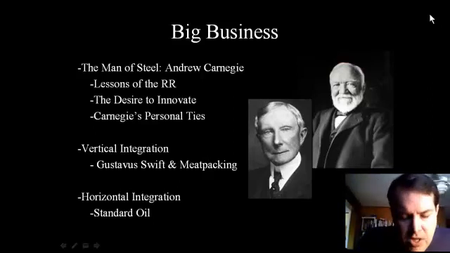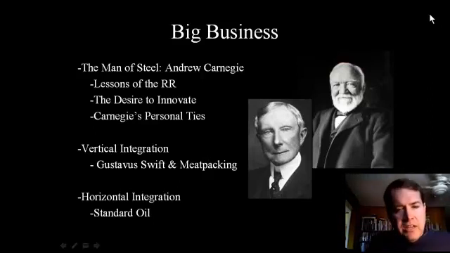Like, for example, Swift would contract directly with ranchers and cattlemen, guaranteeing him access to meat. He would buy up rail lines or rail cars, guaranteeing him transportation of those animals from railheads in the American West to his headquarters in Chicago. From there, within the factory, he would basically de-skill the butchering process in order to save money.